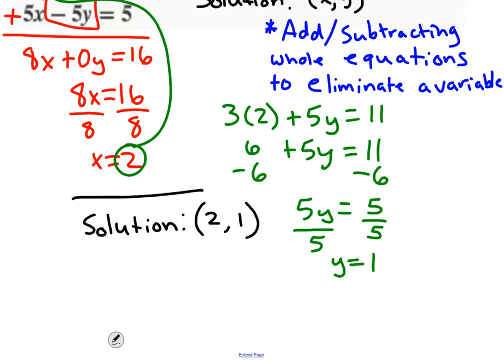Just to reiterate, these are 2 lines written in standard form. We found out where they cross. They intersect at the point (2, 1). Go ahead and pause or rewind if you need more time to jot that down, but I am going to move on to our next example here.